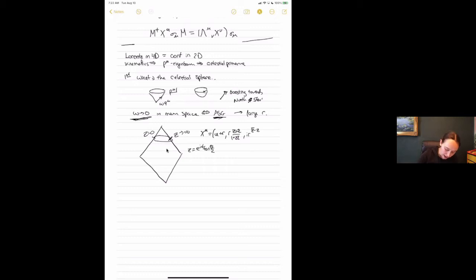And then I have u equal to t minus r, which is a retarded time, and then I have advanced time v equal to t plus r. What I'm basically doing is choosing coordinates that are appropriate for massless geodesics that are going to be approaching this future boundary.